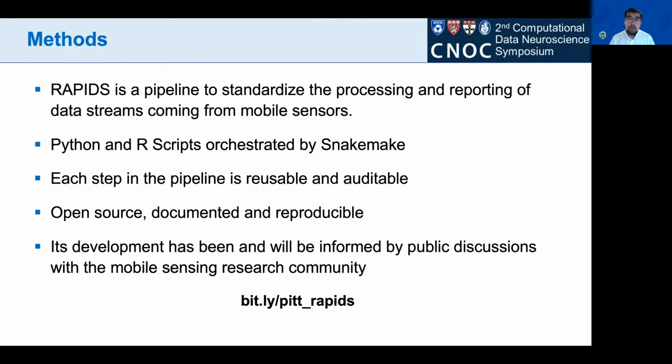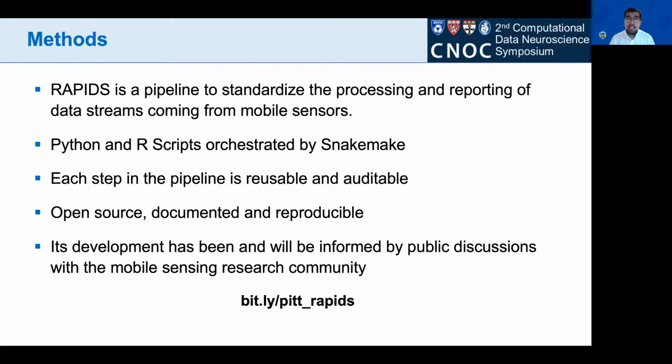This is why we created Rapids, a pipeline that aims to standardize the processing and reporting of mobile data streams. At its core, Rapids is formed by Python and R scripts orchestrated by Snakemake, a tool that allows us to break up the analysis in atomic steps that are reusable and auditable. Rapids is open source, documented, and reproducible thanks to the use of virtual development environments and containers that guarantee your code can be run on a different computer as intended.